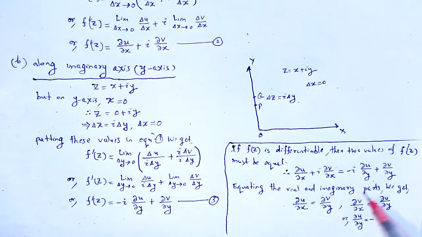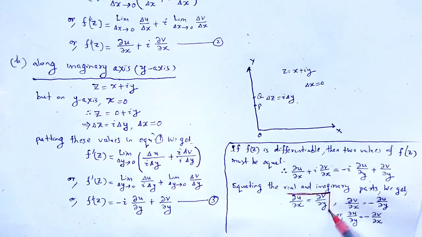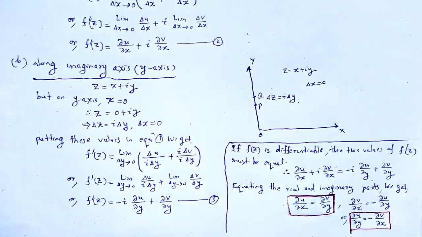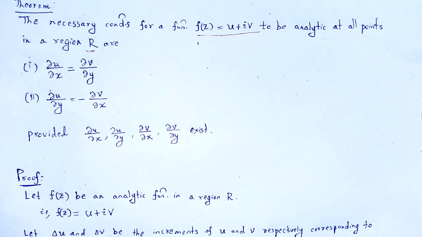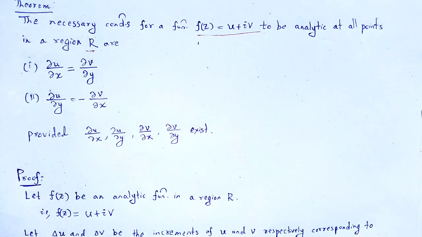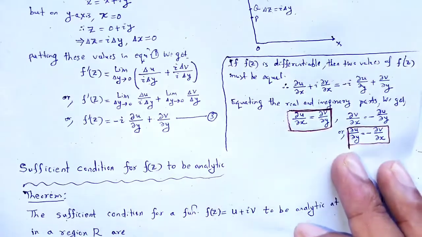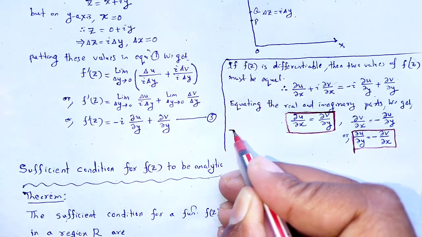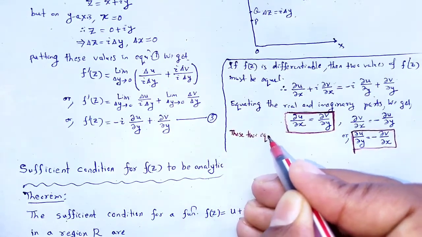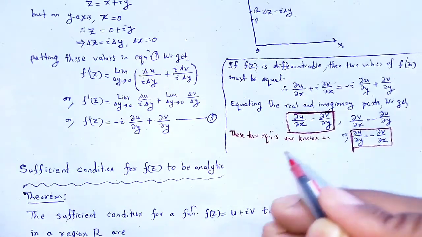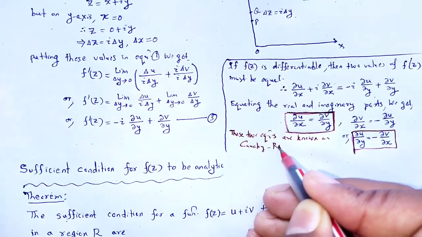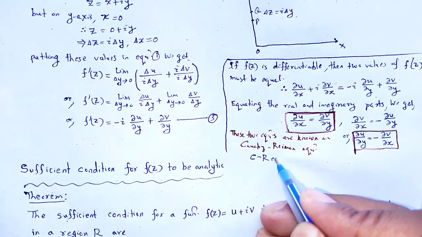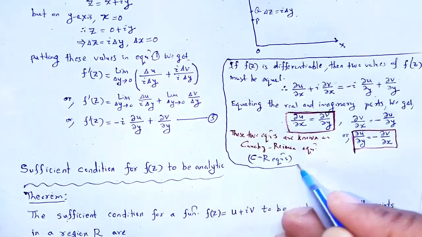So, the two equations, del u by del x is equal to del v by del y, and del u by del y is equal to minus del v by del x, these two equations are known as the Cauchy-Riemann equations, or we read it as CR equations, Cauchy-Riemann equations or CR equations.